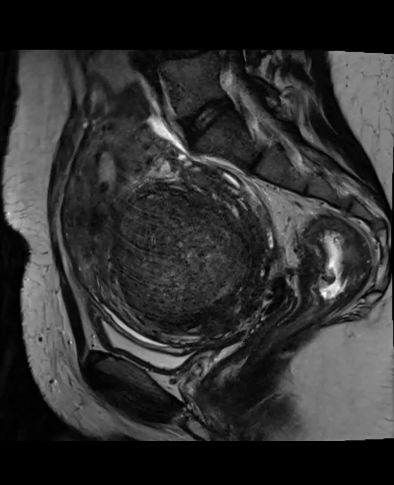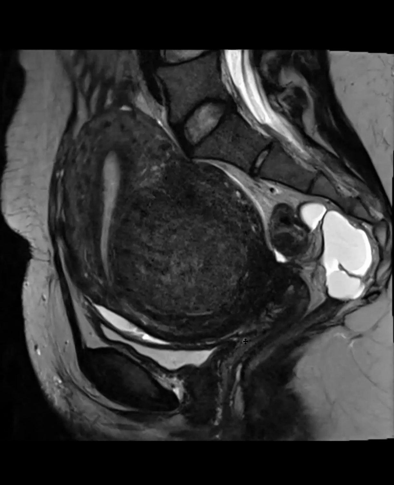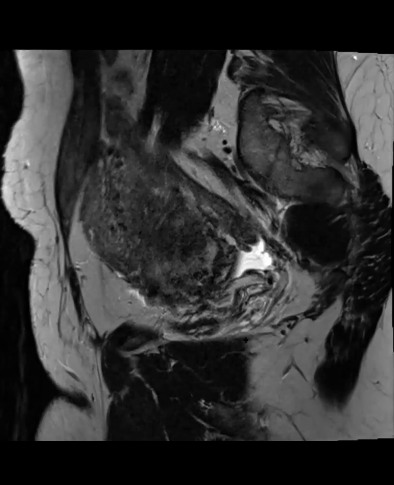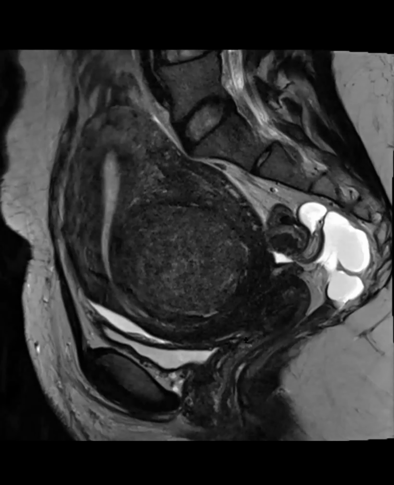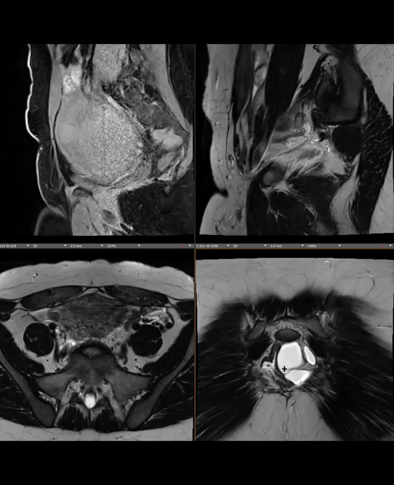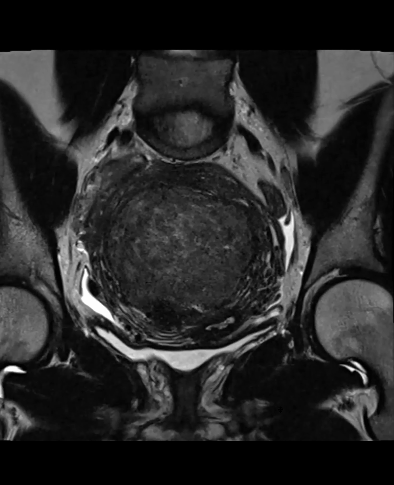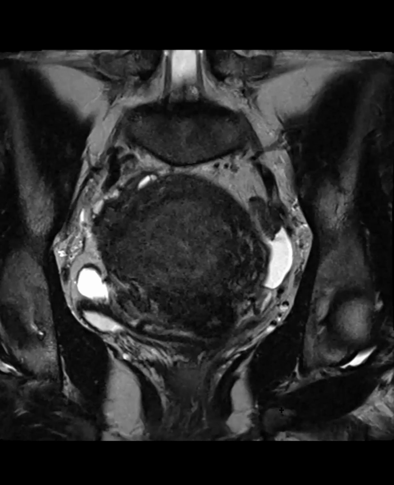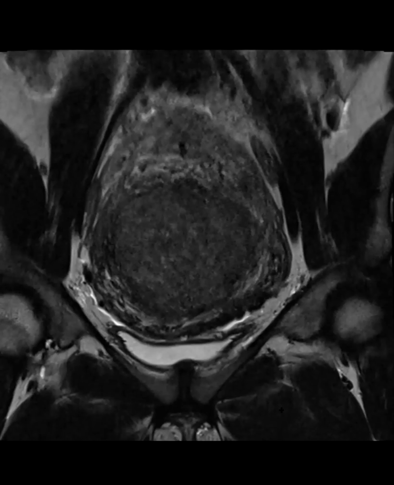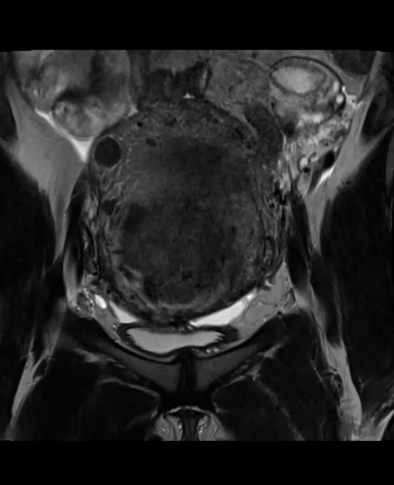Okay, and then here's your sagittal. Any thoughts from anyone? Coronal. Is that a tube? Where is the tube? Sorry, is that a tube? Can you expand on that a little bit?